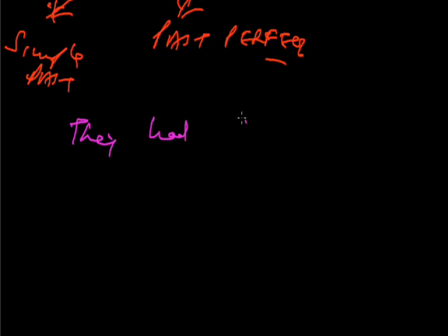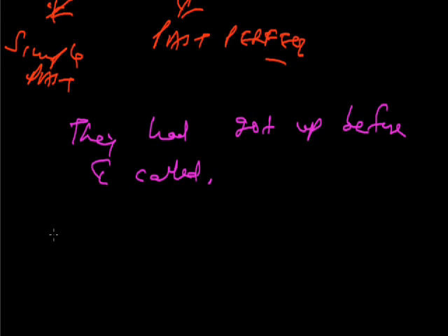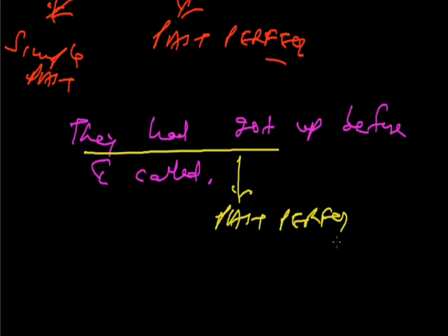They had got up before I called. Now, what happened first? Did I call first or they got up first? It was they got up first. So whatever happens first will be in the past perfect tense, and whatever follows will be in the simple past tense.